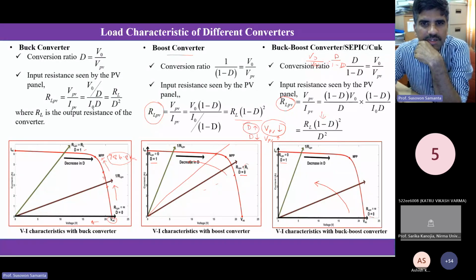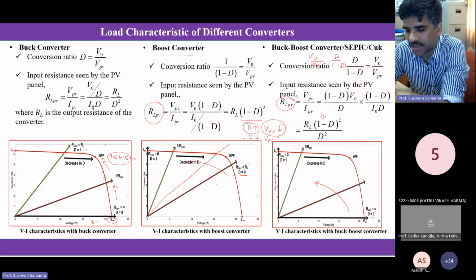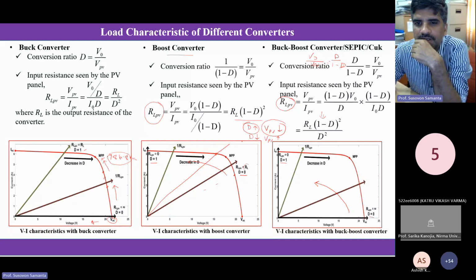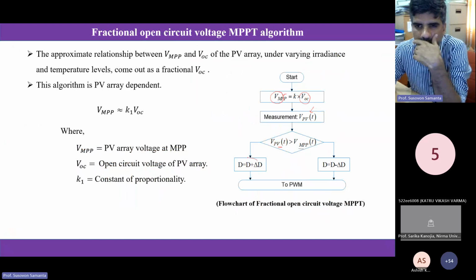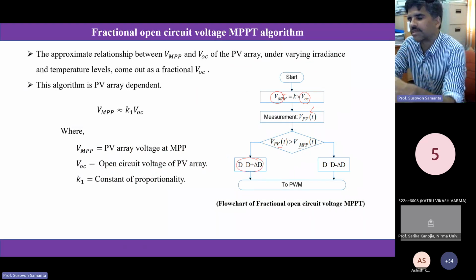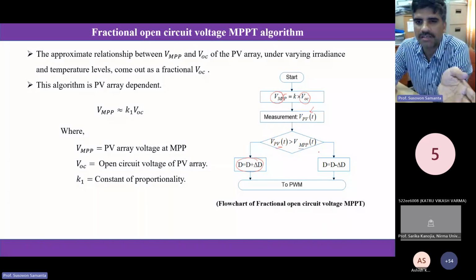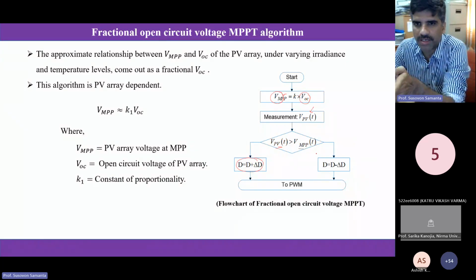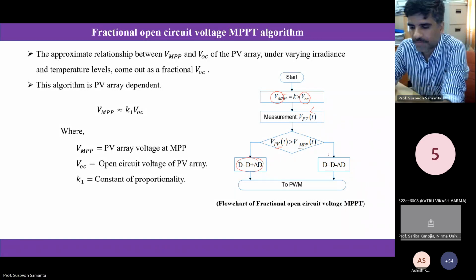How to decrease? If I want to decrease the panel voltage, as I said, I need to increase the duty ratio. So if you increase the duty ratio of the converter, it will reach the MPP. And obviously, if I am on the left side of the MPP, then I should increase the panel voltage to go to MPP. That means I need to decrease the duty ratio.